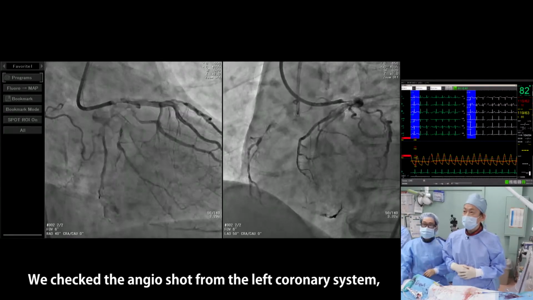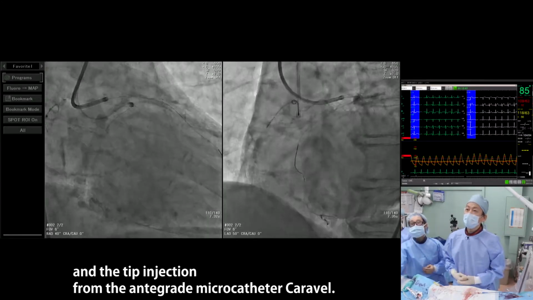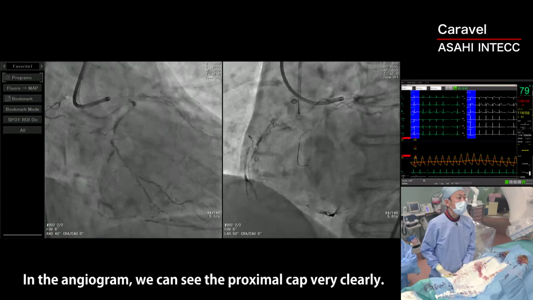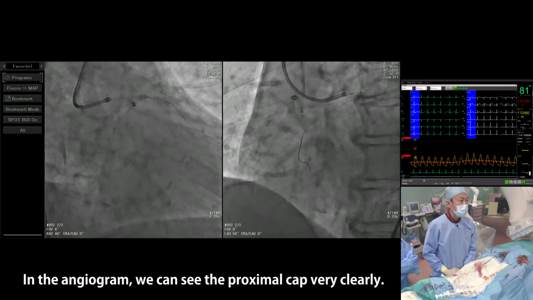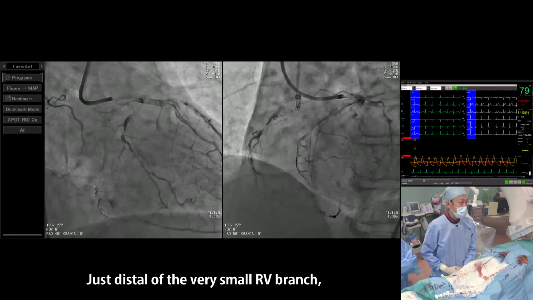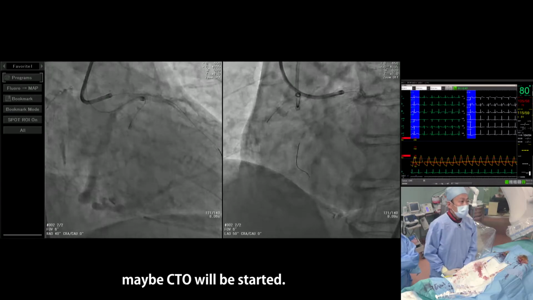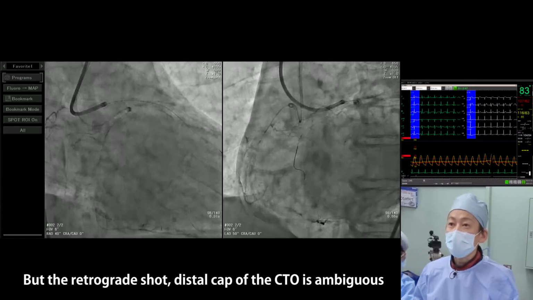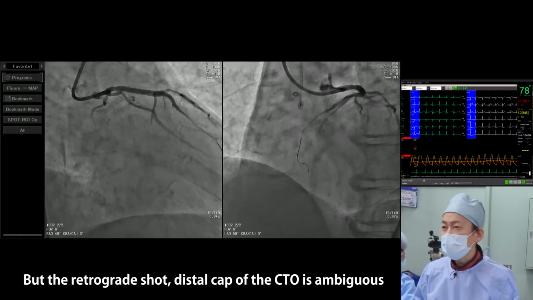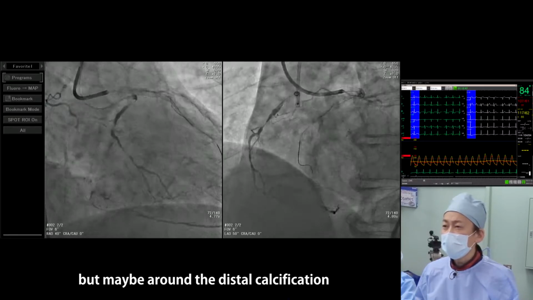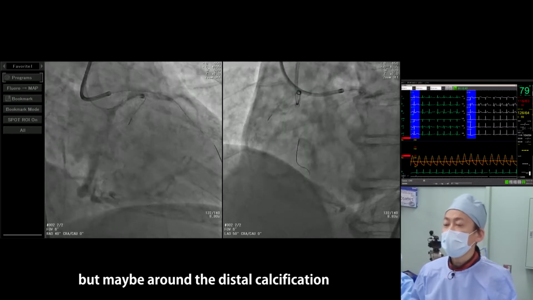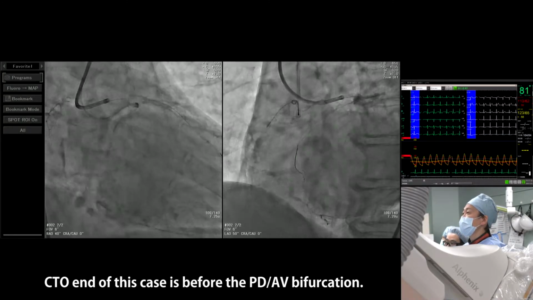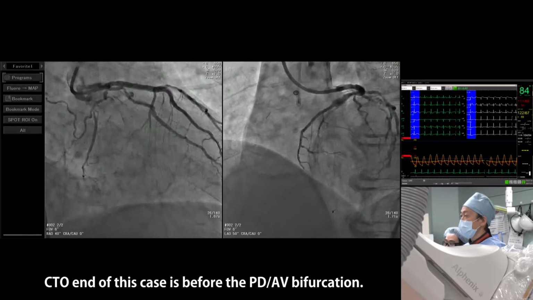So we checked the left coronary system injection and tip injection from the antegrade microcatheter. In the angiogram we can see the proximal calcium very clearly. Just distal of the very small RV branch, maybe the CTO starts. With the retrograde shot, the distal cap of the CTO is ambiguous, but around the distal calcification we can see collateral healing. So maybe the CTO end in this case is before the PDA bifurcation.